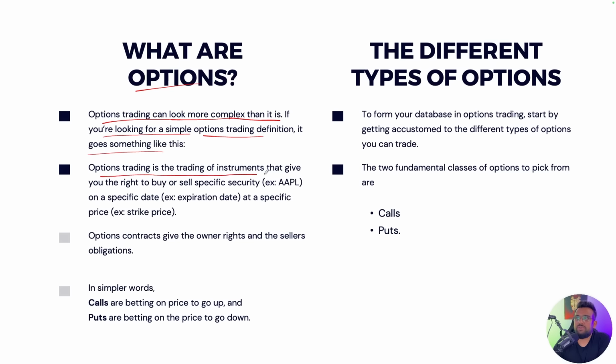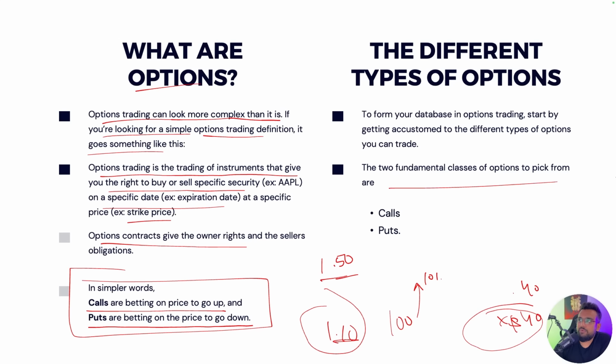Options can look more complex than they are. Simple option trading goes like this: option trading is a trading instrument that gives you the right to buy, and so on. That's the complicated version. In simple words, think about this: options are calls, where you're betting the price is going to go up, and puts, where you're betting the price is going to go down. You do not have to exercise your contracts. If the stock goes from $100 to $101, the premium will move from 110 to, let's say, 150. That means 40 cents, which is $40 profit on every single contract. That's pretty much what it is. Those are the two different types of options, calls and puts. Boom. No need to overcomplicate it.